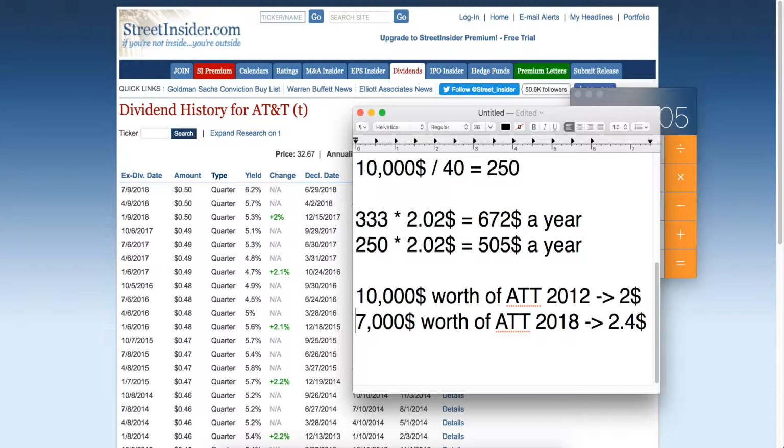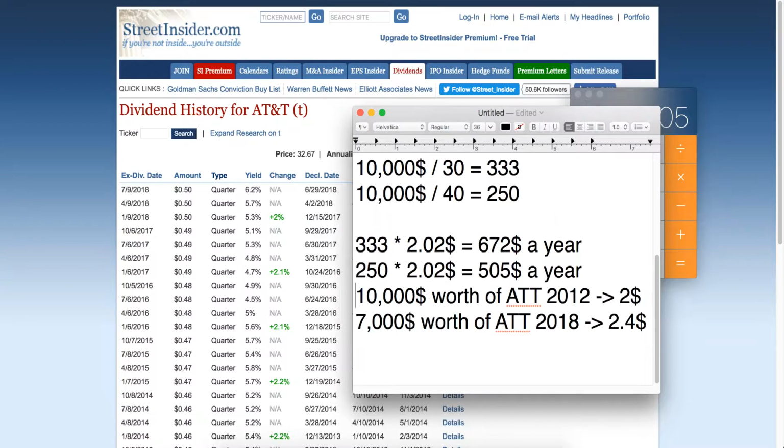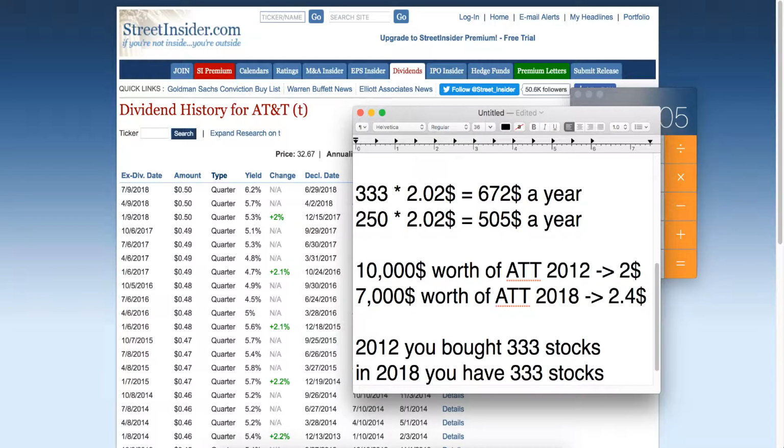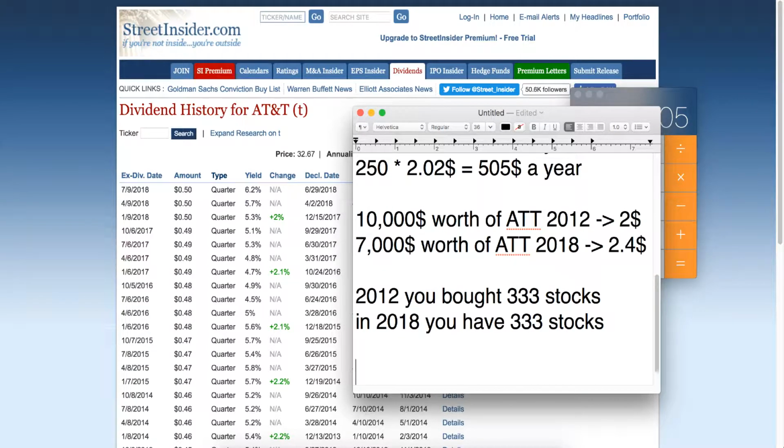Because the number of stocks that you have hasn't dropped. You have the exact same stocks. Let's go with this example. Let's say that in 2012 you bought 333 stocks, right? You never sold any. So in 2018, you still have the same amount. You have 333 stocks. So what changed in between is the value of the stock. The actual value of your stock is $7,000, but the yield has been increasing because the company is increasing dividends.